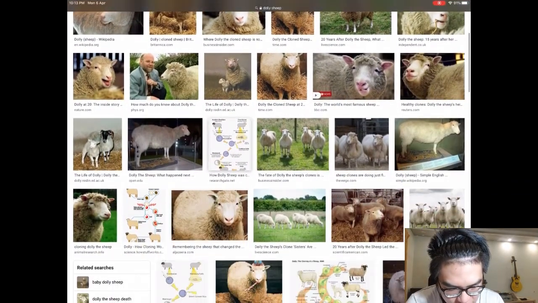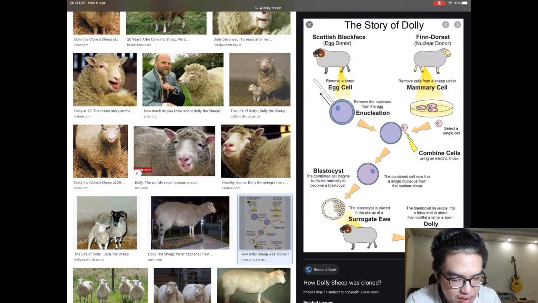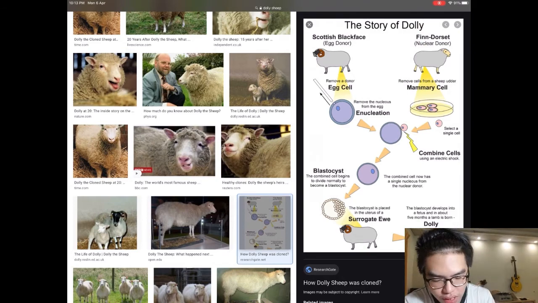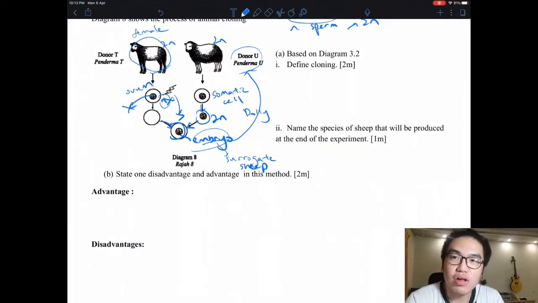So yeah, basically this is it. Can you see? An egg cell. We are looking at the left side. There's an egg cell, and then I remove the nucleus. Then from the donor cell, I take out one nucleus, and then I use electric zap into it, and then I put it into a surrogate. I borrow the uterus to get pregnant, and then I produce Dolly.